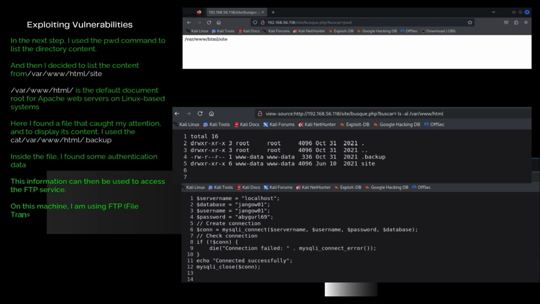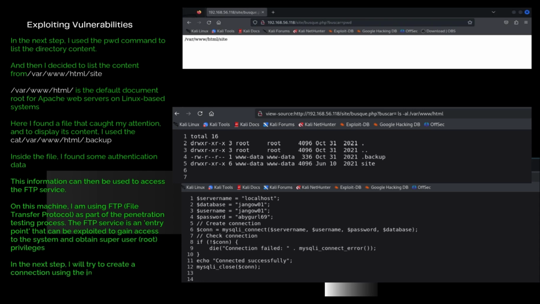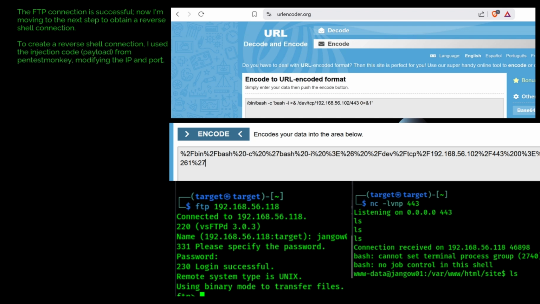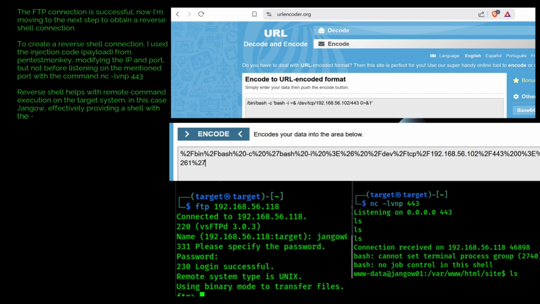Initial access. Using the local file inclusion vulnerability, I found configuration files and credentials. With those, I accessed the FTP service and uploaded a file which gave me a limited shell on the target machine.